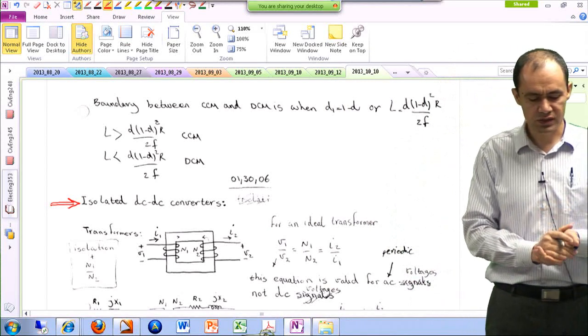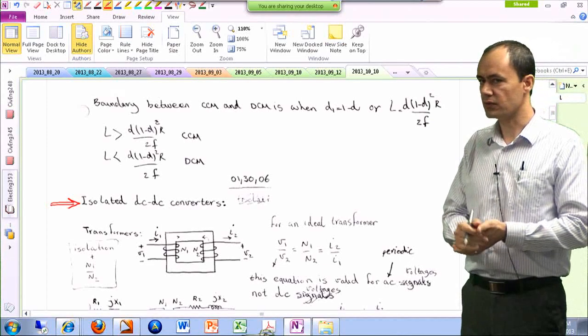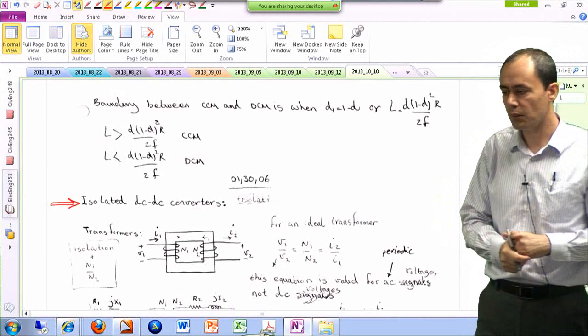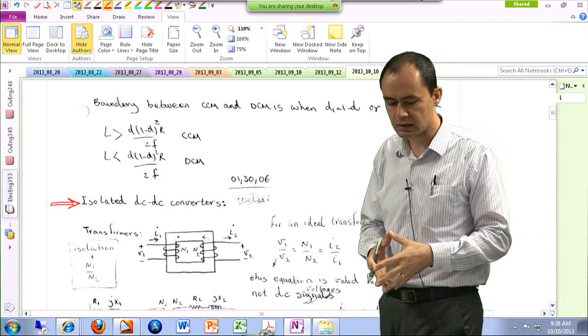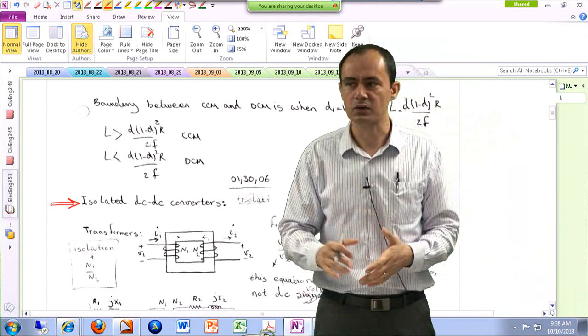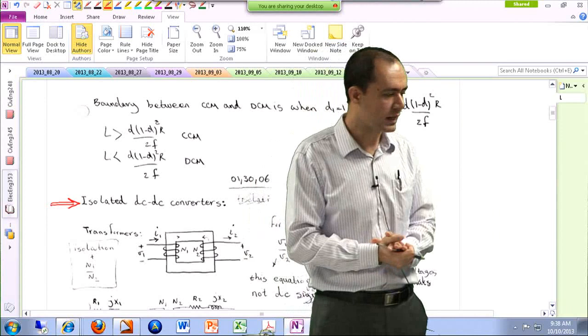And for this reason, there are lots of standard requirements. If you're trying to sell a particular product, most of the time one of the requirements is that the product, for instance the power supply for your computer, has to be isolated.